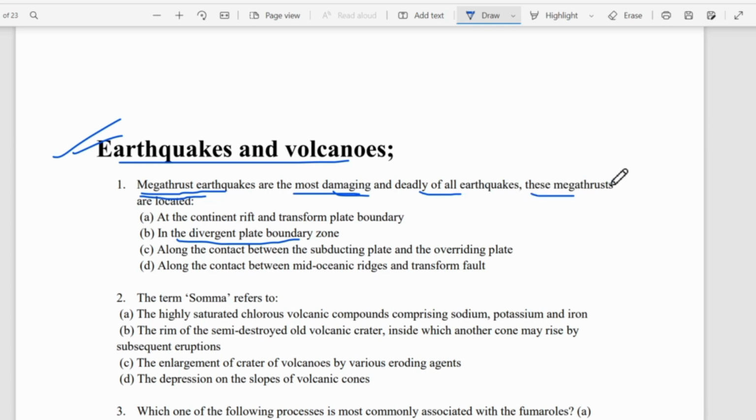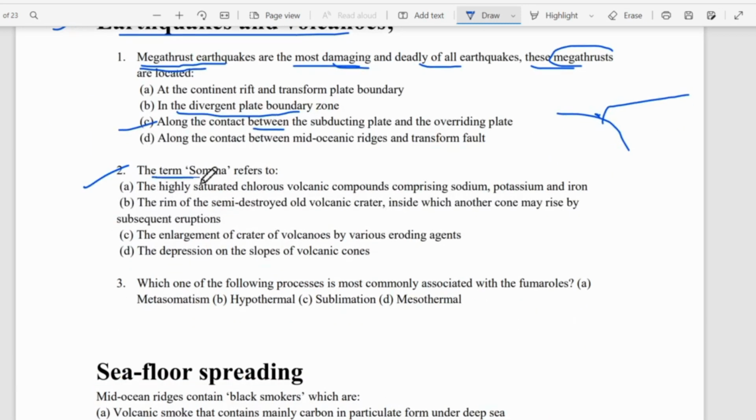So these mega thrusts are located along the contact between the subducting plate and the overriding plate. So it will be located at the contact. Okay, somewhere here it will be. Then the term somma refers to the rim of a semi-destroyed old volcanic crater inside which another cone may rise by subsequent eruptions.